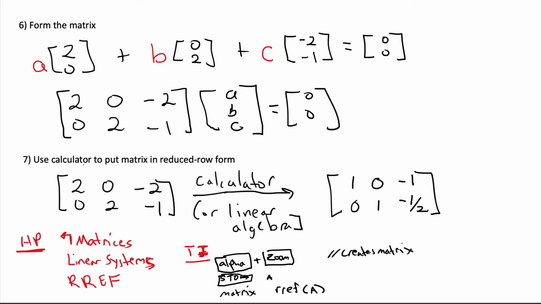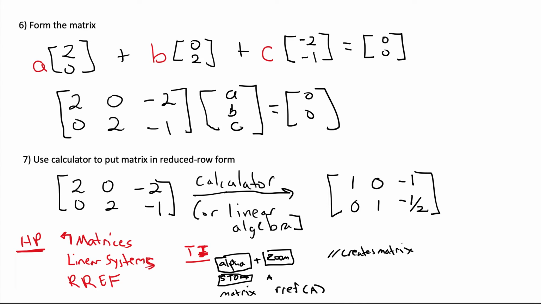And then I say, use a calculator to put the matrix in reduced row form. So this is the matrix. On your calculator, all these scientific calculators have a way to do this. Like in HP calculators, you make a matrix, and then you go into the menu, matrices, linear systems, and you issue this command, RREF. And it will change this matrix into the reduced row form.